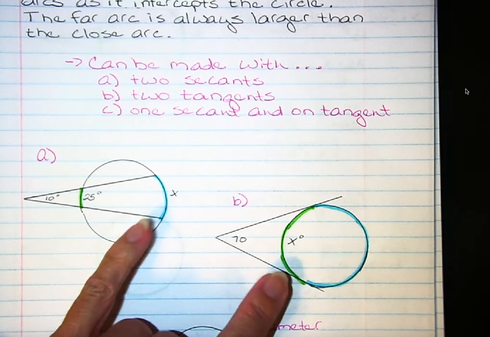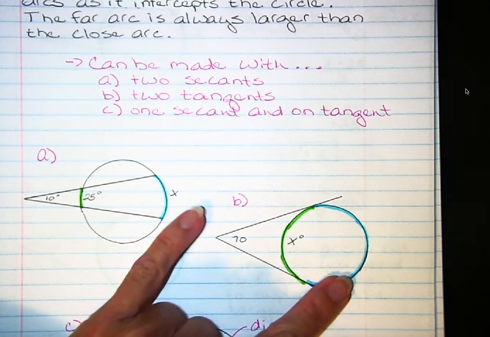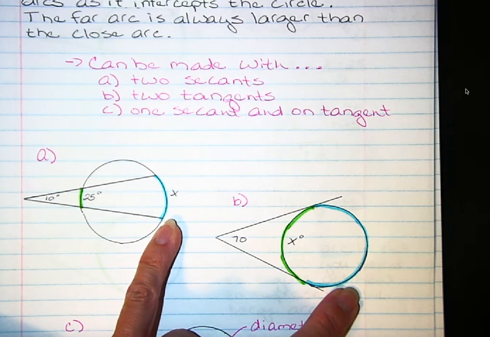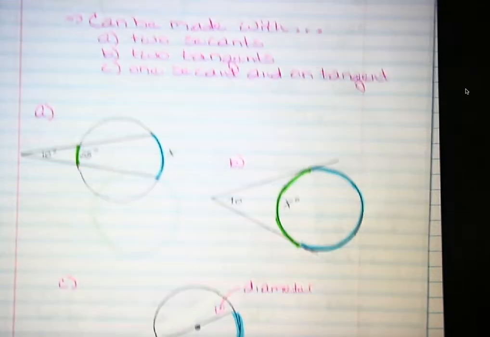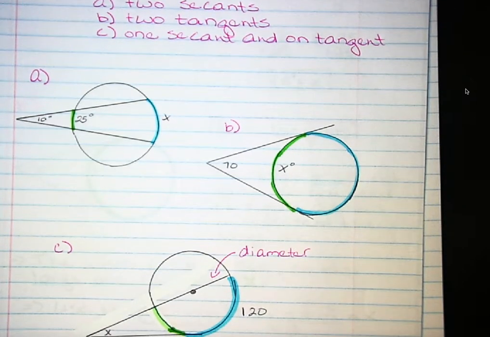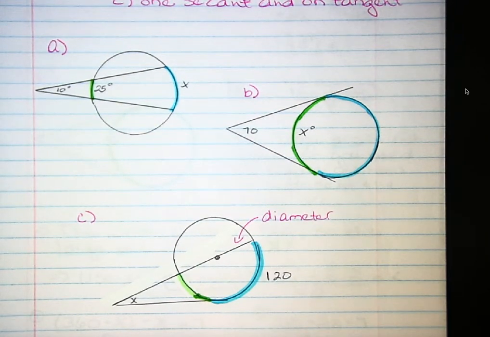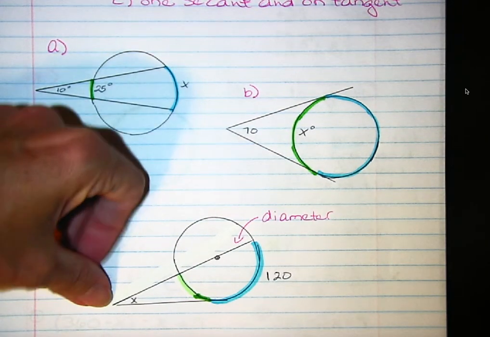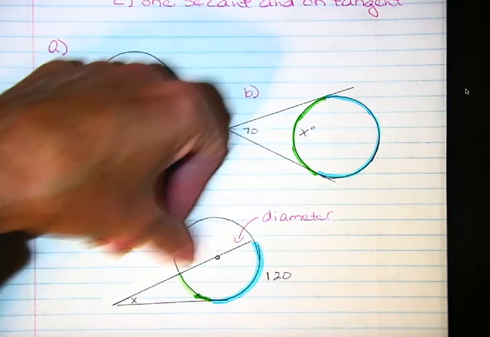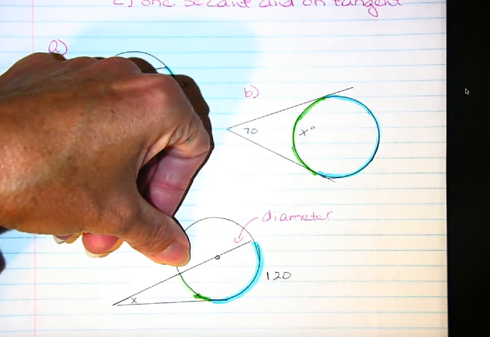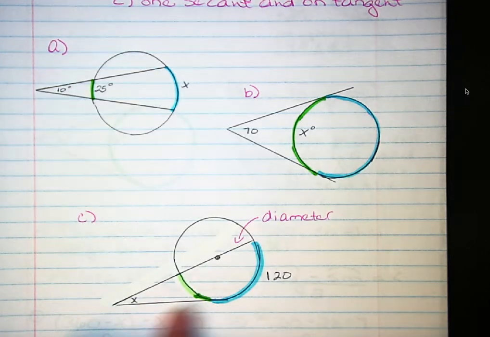Okay, you can see that the smaller arcs are closer to the angle and the bigger arcs are farther away from the angle. I highlighted them in blue and green. The third type is one where you have one secant and one tangent, and that would be like in example number 3 right here. So I have one secant, that's this line right here, that actually creates a diameter. And it doesn't always create a diameter, but it does in this example.